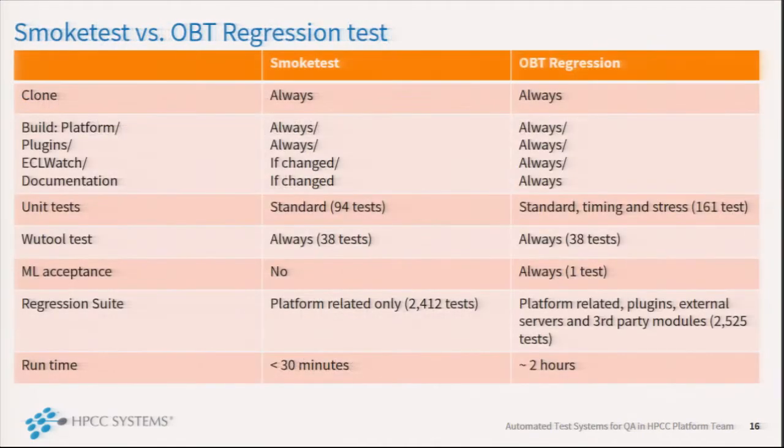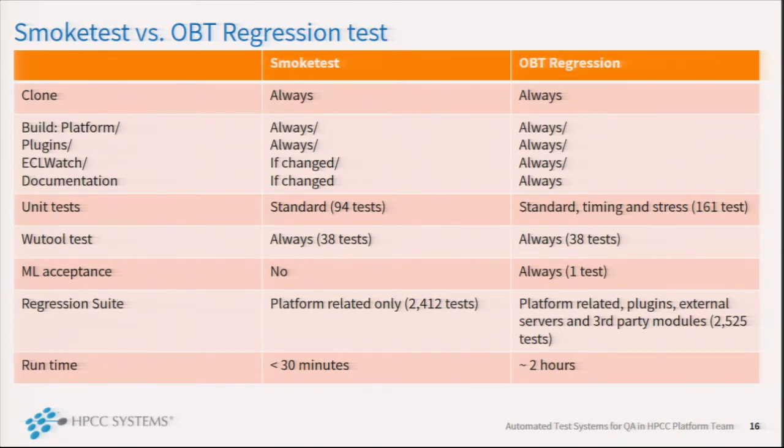And the question: if you have smoke tests, with regression tests and unit tests, do you have OBT overnight tests doing the same things? It's not the same, because in the smoke test we always build the platform and plugins code, but not the ECL Watch and not the documentation, because it's time consuming and not necessary. But in OBT overnight, we build everything we can, everything we need.